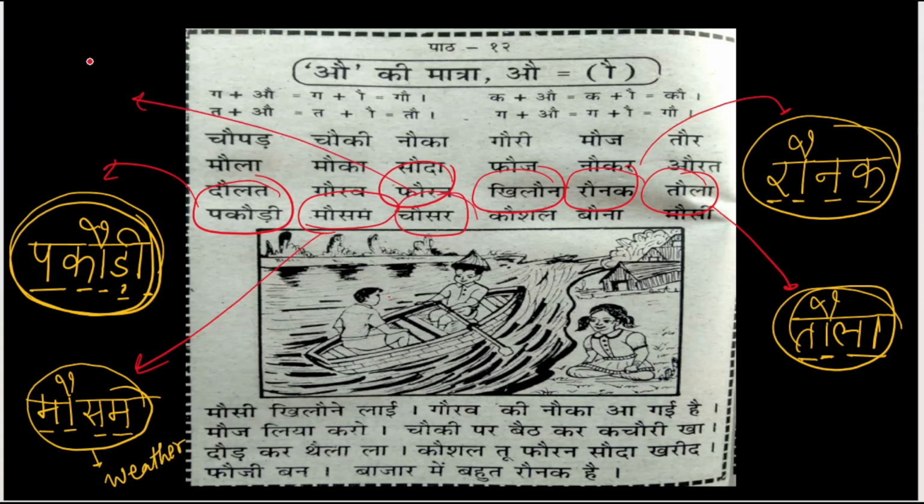This is cha, and this is mother of ao, and this is sa, and this is ra. Now it became cha, mother of ao, sa, chausar.